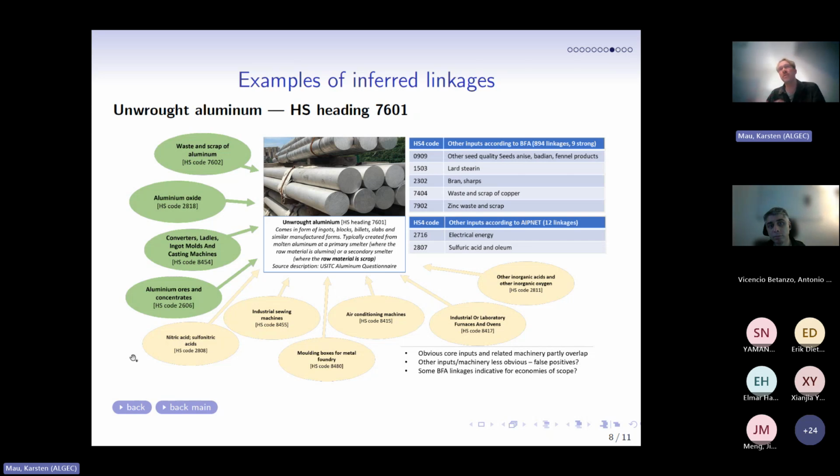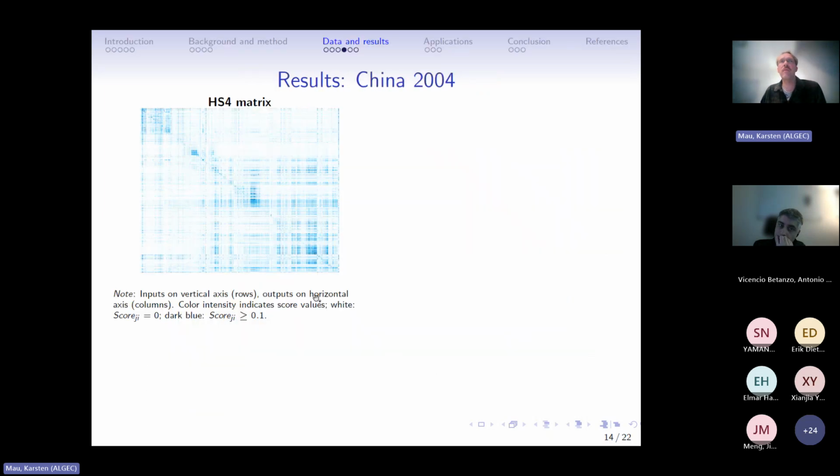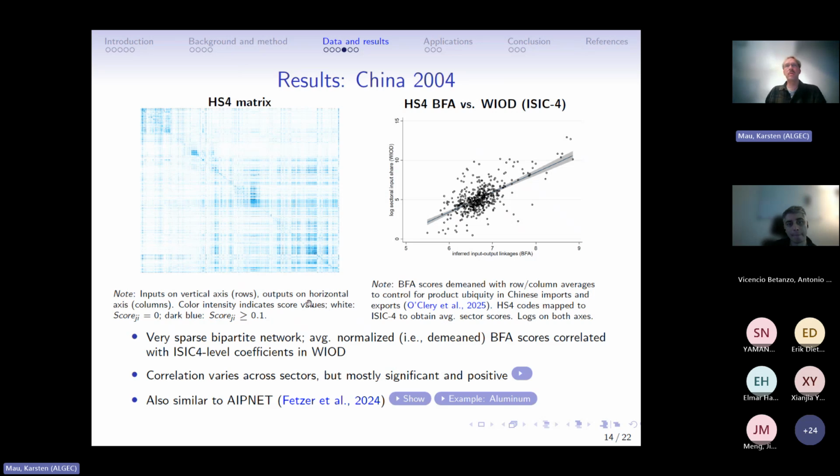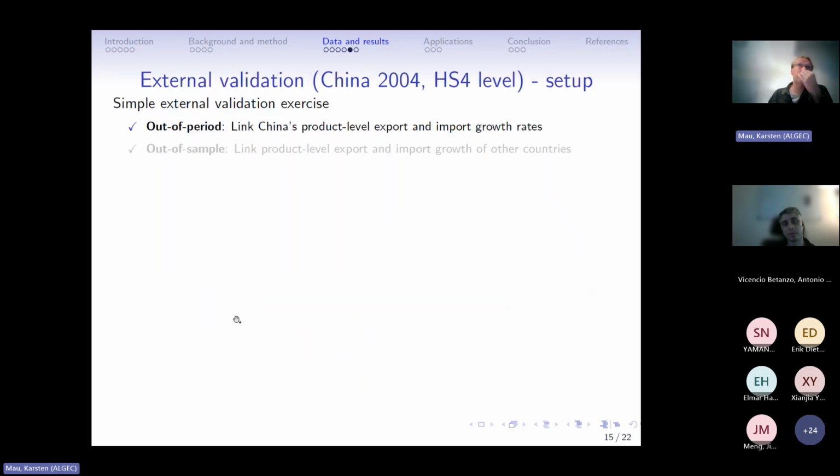So these are the different areas where we still have to do some work to disentangle and understand the reasons why we find some linkages where it is not very obvious why these are labeled as inputs. But this is more or less the way we are currently comparing our results to that of others.